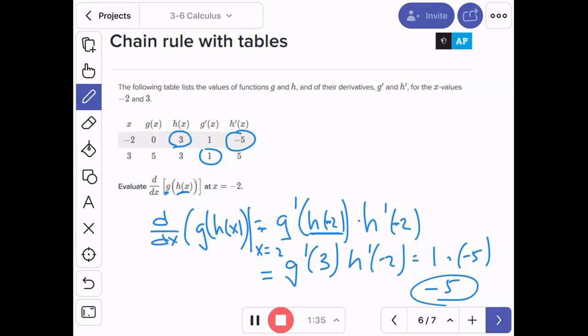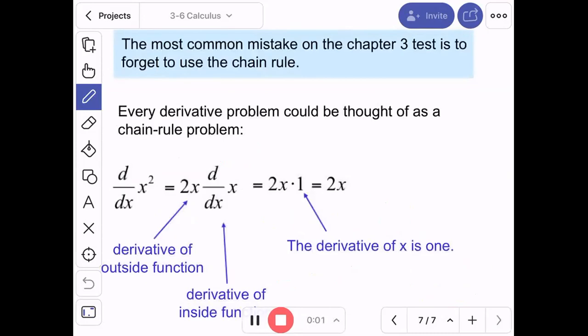So to wrap up here, a common mistake that people make is not using the chain rule. So be careful. If you've got a function inside of another function, you can use the chain rule. But honestly, every single derivative we've ever done could be done through the chain rule. Even something as simple as x squared.